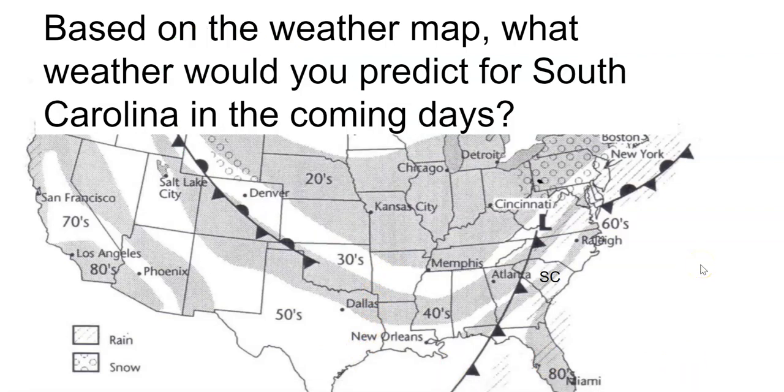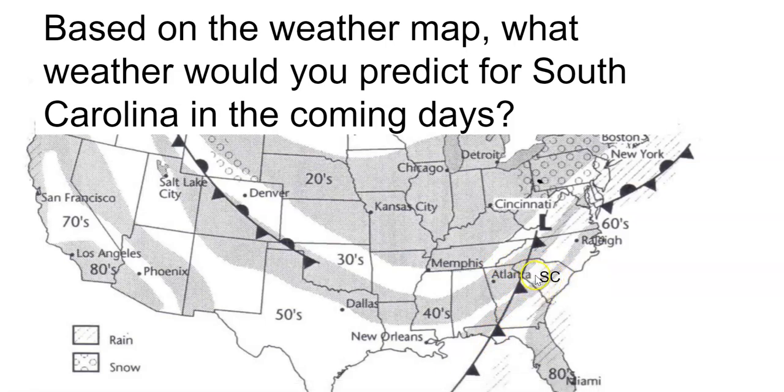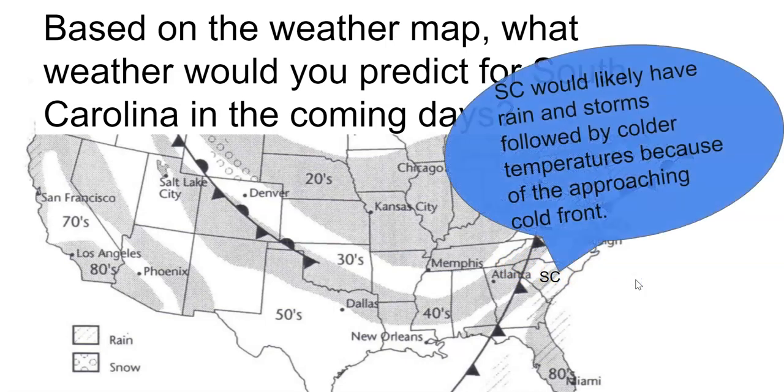Based on the weather map, what weather would you predict for South Carolina in the coming days? Here is South Carolina. Notice there is a cold front coming into South Carolina. So you would predict that there would be rain, possible storms, and that the temperatures would get cooler after it passes.